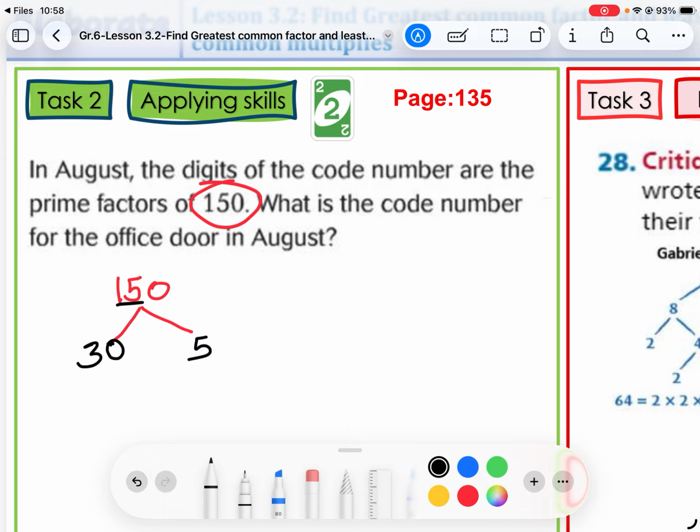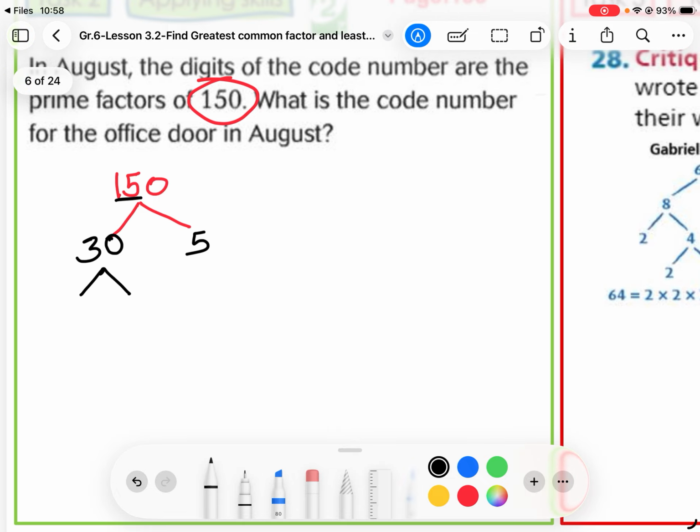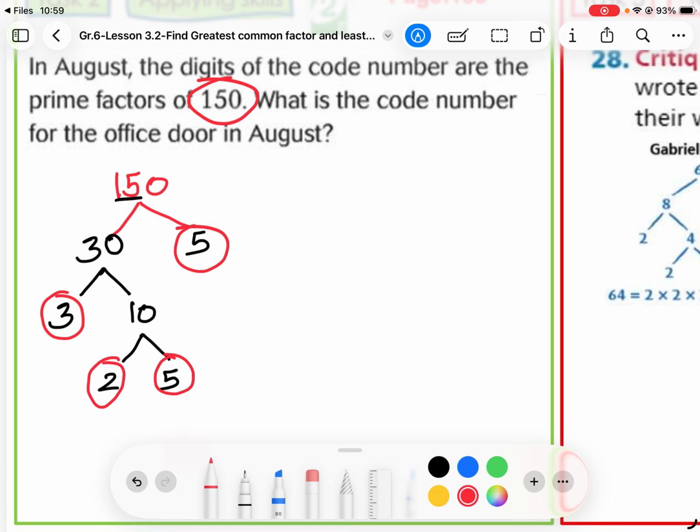Let's go. So we know that 30, what's going to give you 30? You can find easy two factors. You have a 3 and 10. If you notice, 3 is a prime, so we're going to lock it in a circle. 10, you can factor it. It's 2 times 5. Now we reach 2, it's a prime number. 5 is a prime number, and 5 here is a prime number.